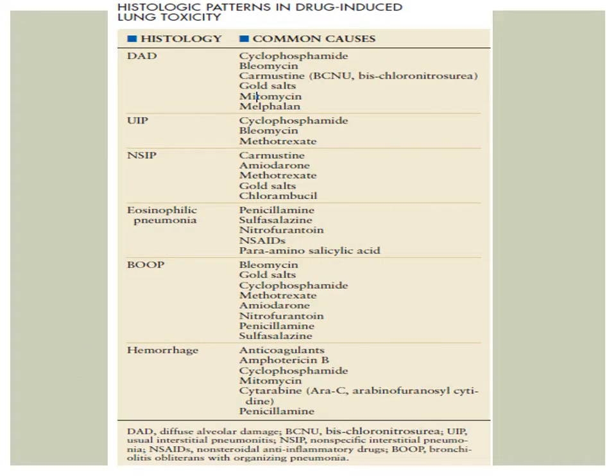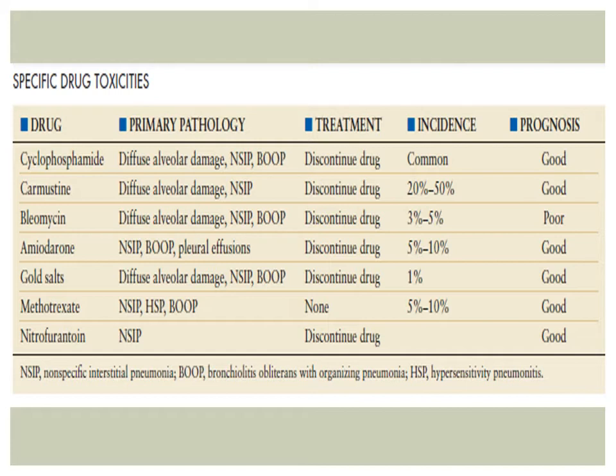This is either diffuse alveolar damage, usual interstitial pneumonia, non-specific interstitial pneumonitis, eosinophilic pneumonia, bronchiolitis obliterans with organizing pneumonia, or hemorrhage, and there are many drugs that can cause these conditions. So you can see that bleomycin is the only one that has a poor prognosis. Keep this in mind. Carmustine, they use it for fibrosis like that. It's like a little more.